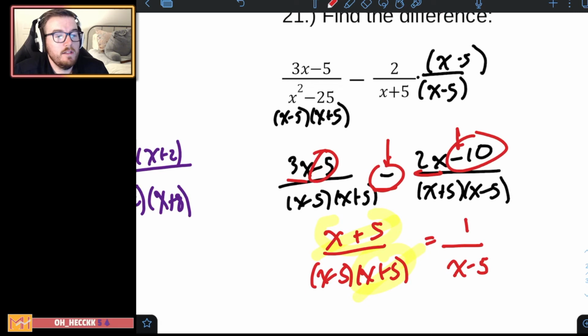Not a 0. Tempting because you're like, there's nothing there, right? There's a 1 there, right? It's invisible.